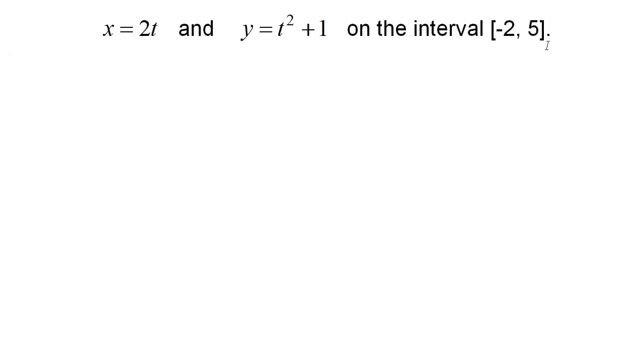Here I have two parametric equations, x equals 2t and y equals t squared plus 1, and we're going to consider that on the interval of negative 2 to 5. The square brackets mean we're going to include negative 2 and we're going to include 5. This is talking about the values that t is going to take on, not the values that x and y are going to take on. So what we're going to need to do is make a table.